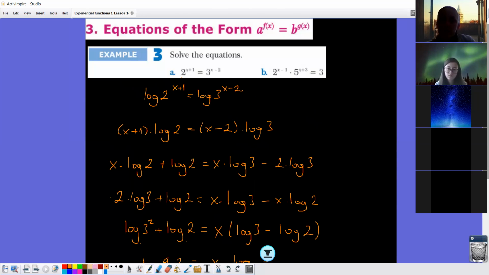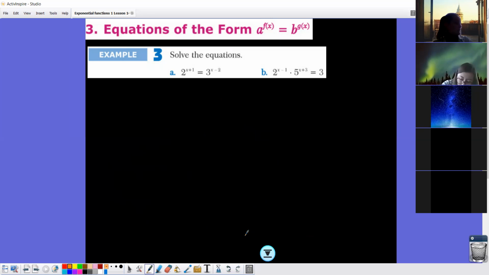Now I will give you time, but this one is solved in the book. Let's try to solve B if you have finished writing A. Yes, teacher, we finished. Okay, so let's try to solve B. How will it be?